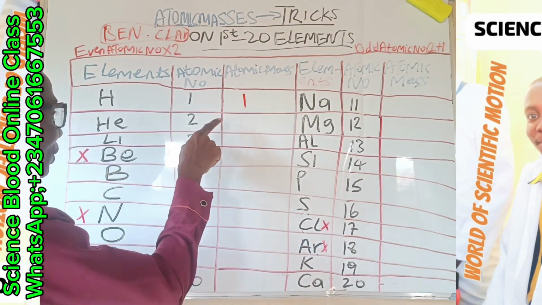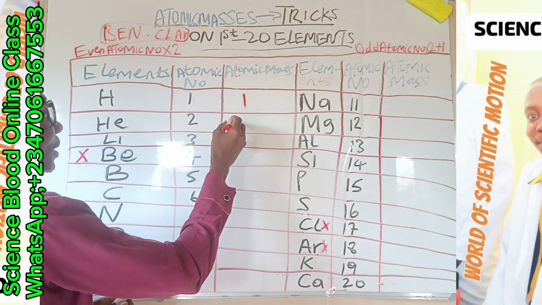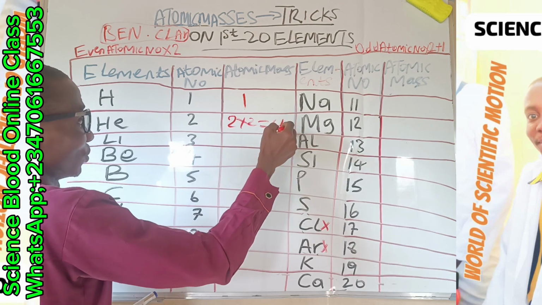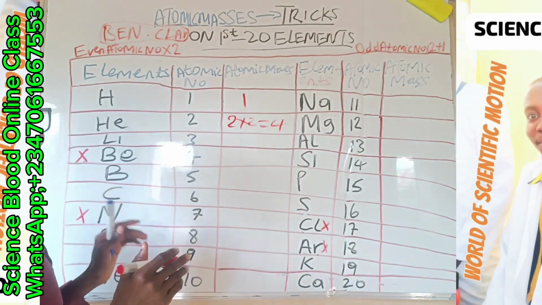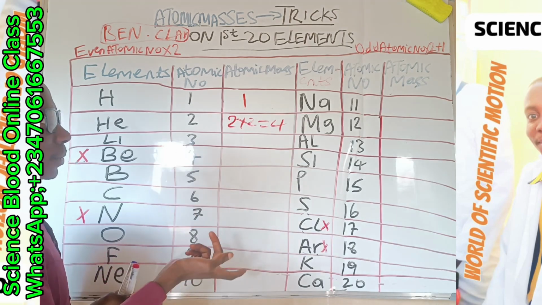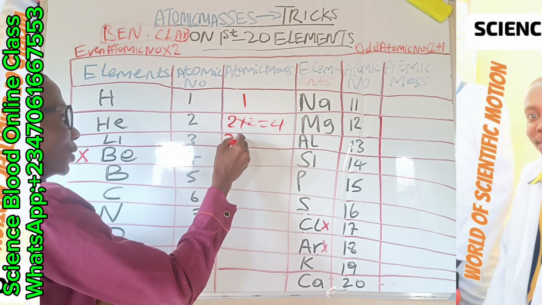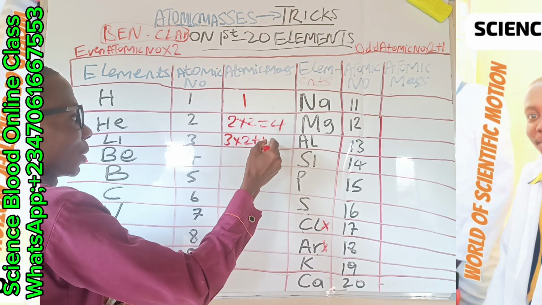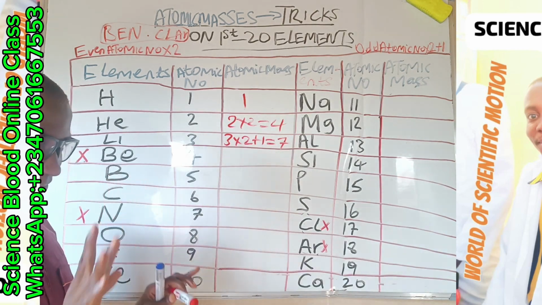Coming to the second one, which is helium. As you can see, this is an even number. This 2 is divisible by 2. So you can just say 2 times 2 equals 4, which means the mass number of helium is 4. Then lithium is an odd number. This 3 is not divisible by 2. So what are you going to do here? You say 3 times 2 plus 1. 3 times 2 is 6, plus 1 will give us 7. Okay, let's continue. Then this is beryllium, leave it there.